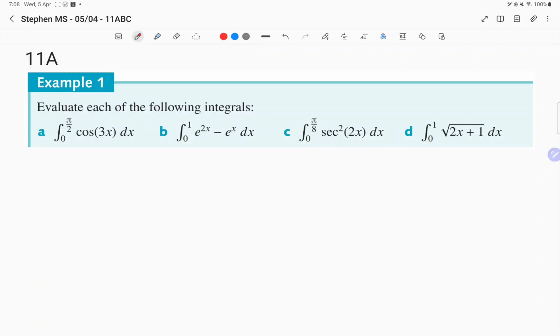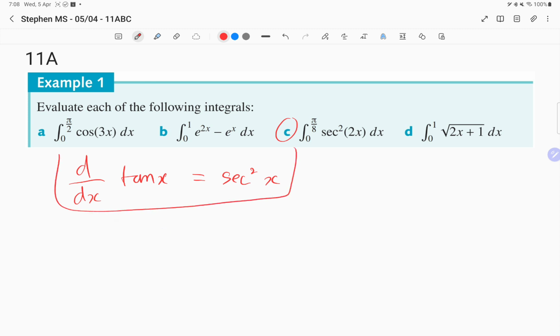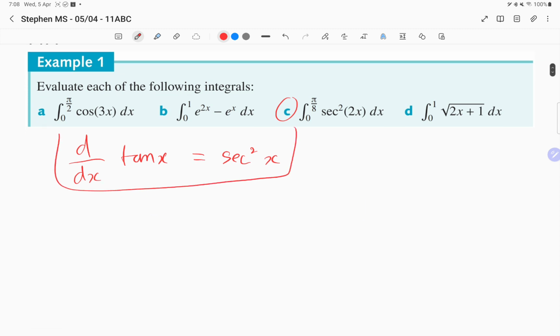Okay, so many of these will be easy. So chapter 11a, this first example is not too bad. The only thing that's new is question C. And what you need to remember is when you derive tan x, the answer is sec squared x. Remember this? It's from unit 3. So when you derive tan x, you get sec squared x.